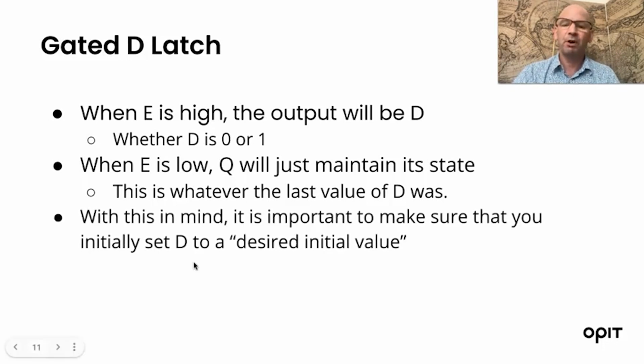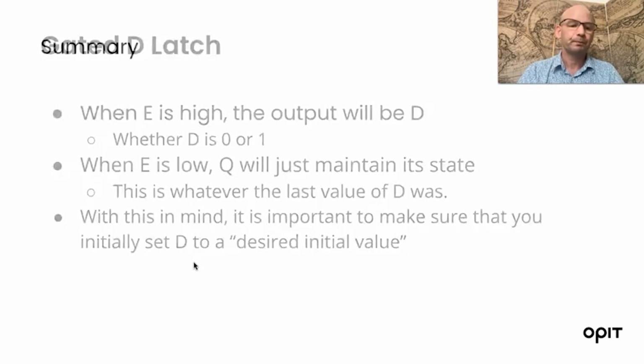With this in mind, it's important to make sure that you initially set D to a desired initial value. So maybe if you're setting a set of registers, for example, a set of space in memory that's never been accessed or used before, you set everything to 0 so that we have an initial state that we know and expect, so that when we access it, we know what the initial values will be.